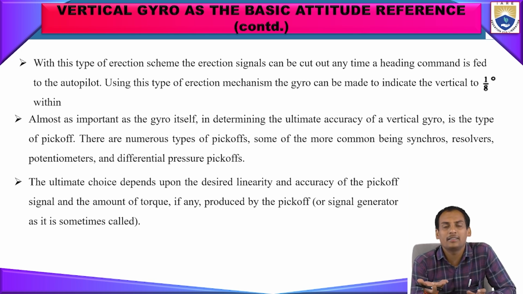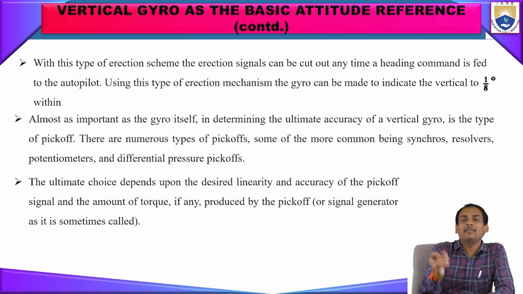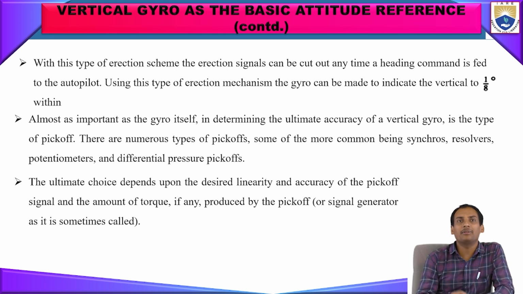In this type of pickup, it is important that the arrangement be very keen. There are numerous types of pickups, some of the most common being synchros, resolvers, potentiometers, and differential pressure pickups, because the movement sensor should be very accurate to take that movement. That is why synchros, resolvers and potentiometers are used for the instrumentation. The ultimate choice depends upon the desired linearity and accuracy of the pickoff signal, and the amount of torque, if any, produced by that pickoff, which is sometimes generally called a signal generator.